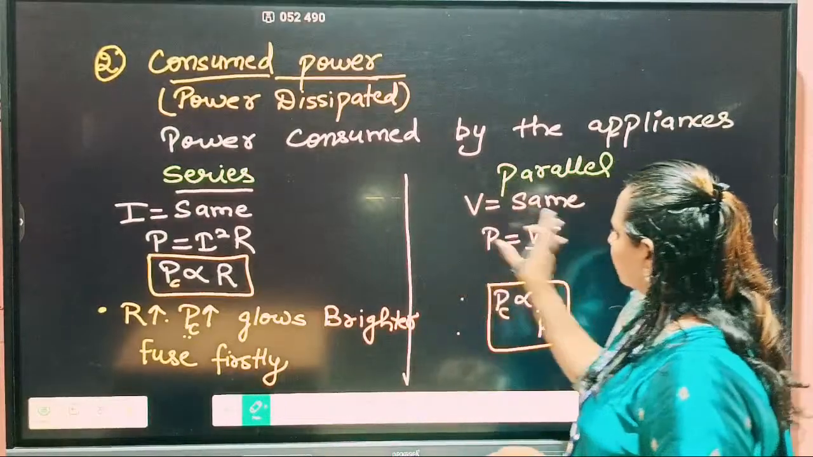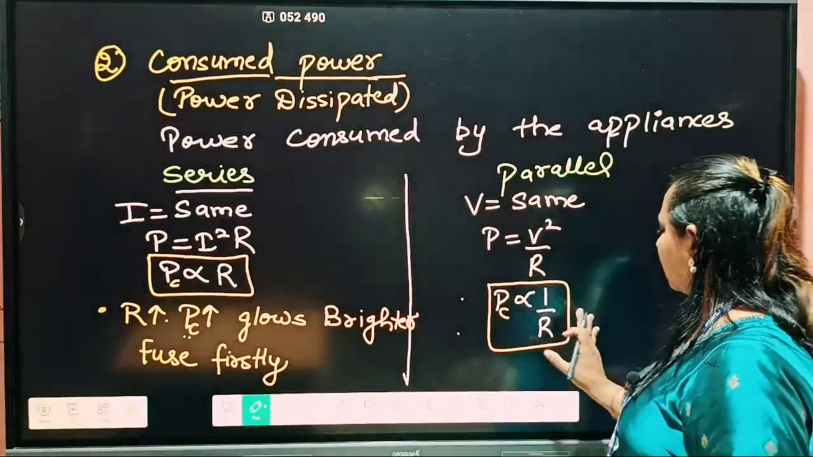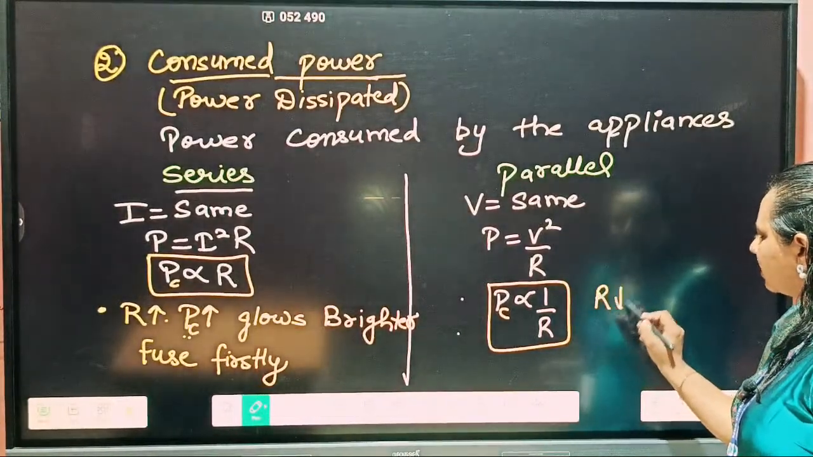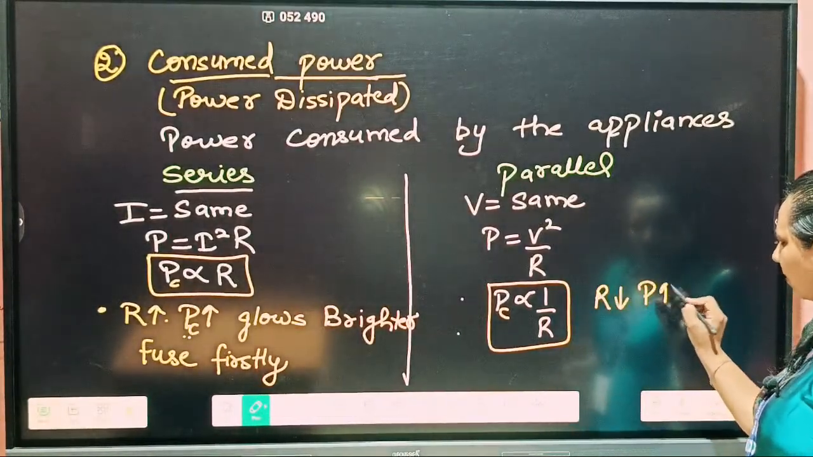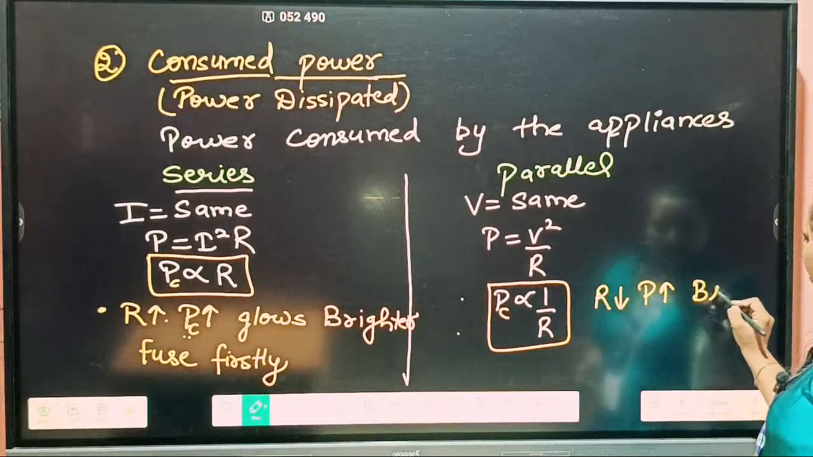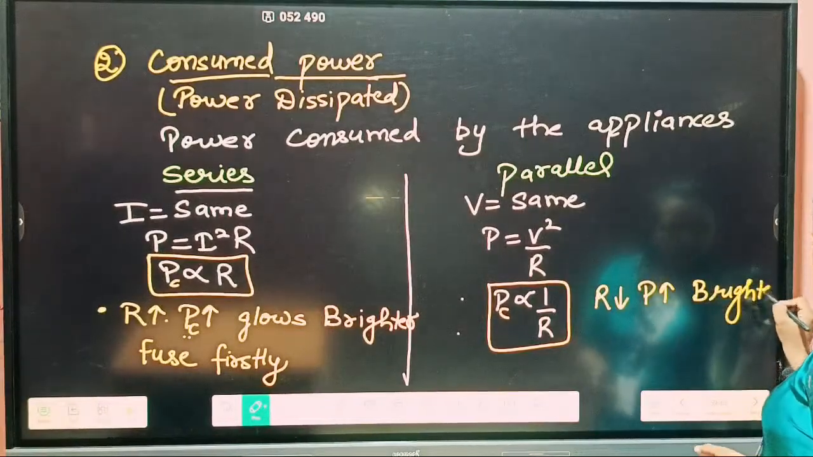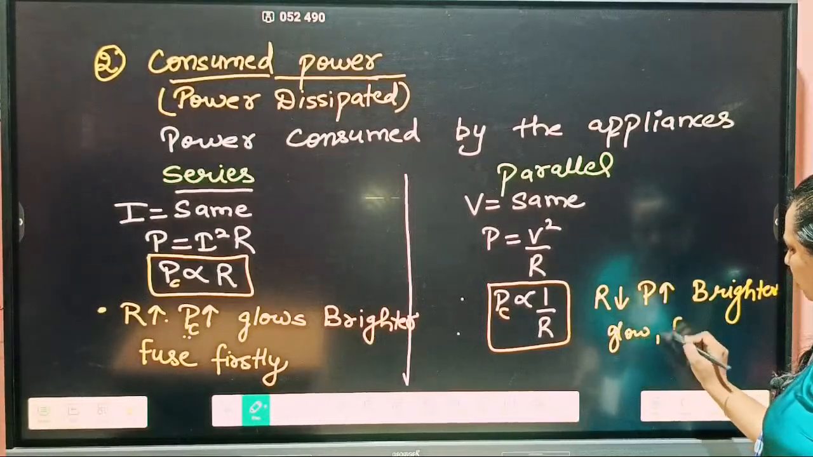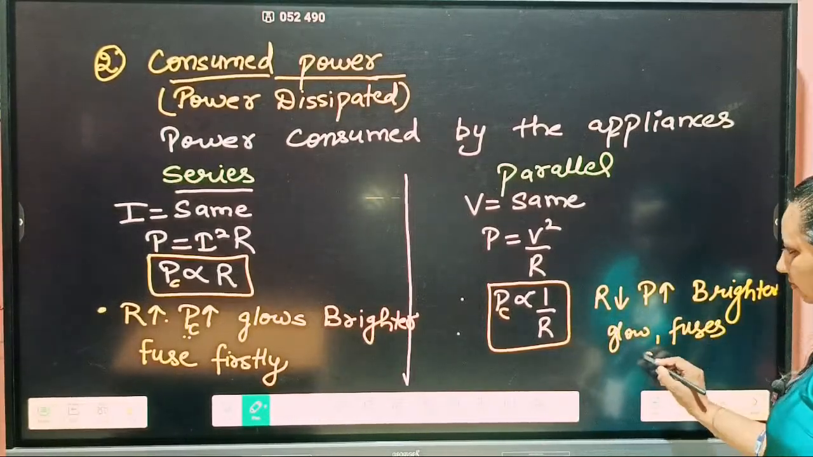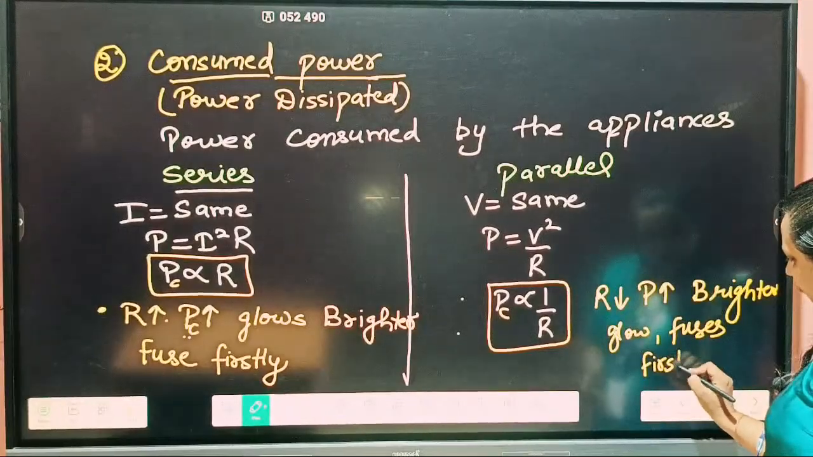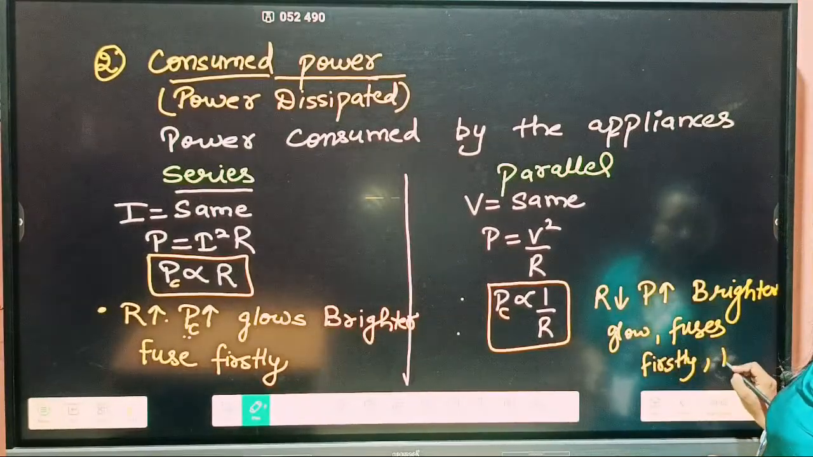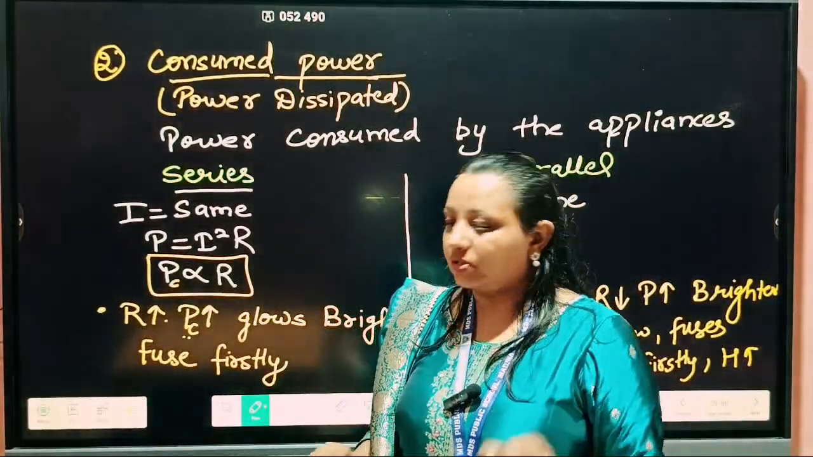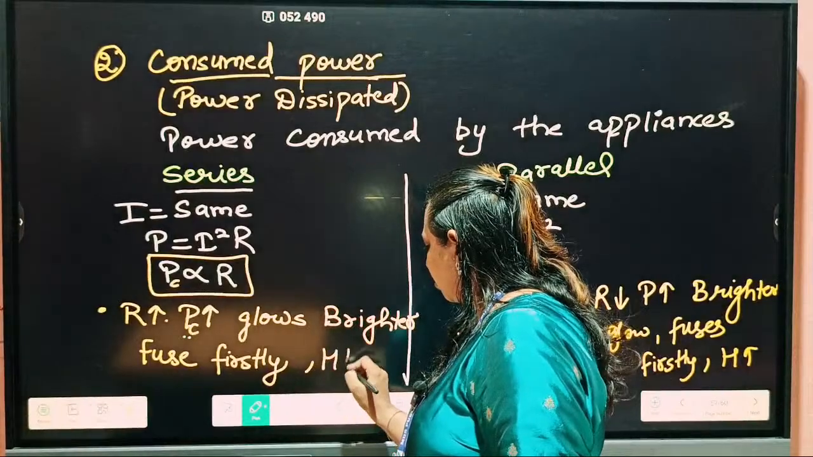Okay. In case of parallel, as power consumed is inversely proportional to the resistance, the electrical appliance having less resistance has more power, glows brighter, and fuses first. Here the higher resistance produces a higher amount of heat energy.